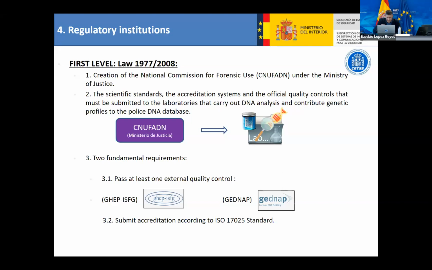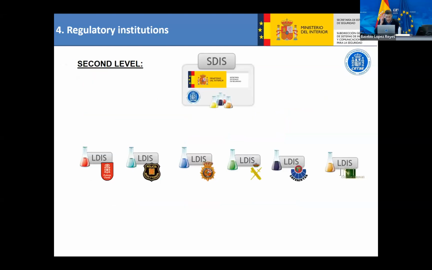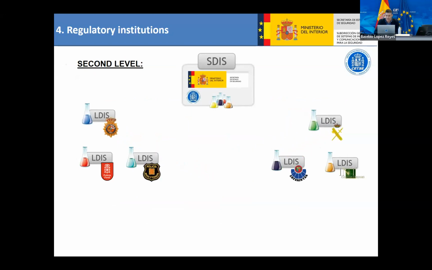And the second requirement is that all the laboratories have to be accredited by ENAC according to the standard ISO 17025, okay? ENAC is the national accreditation institute, following the European regulation that governs the accreditation of the different laboratories in Europe, if you want to share genetic profiles with the different countries in Europe, okay?